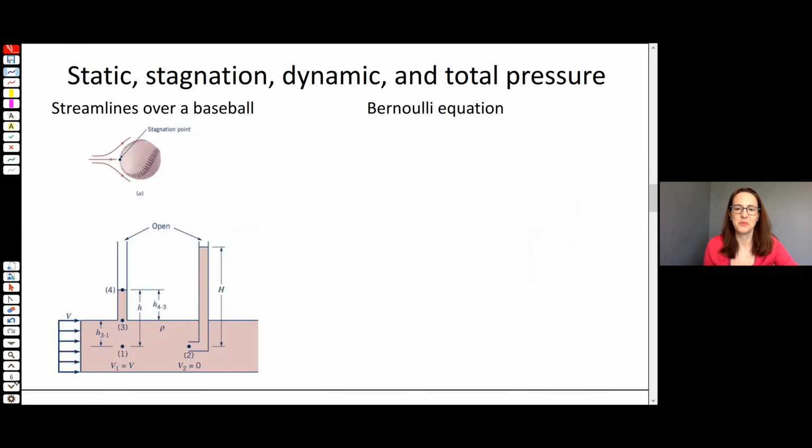All right, moving on if you guys don't have any questions. I want to talk about the concept of static, stagnation, dynamic, and total pressure. And these are just the terms of the Bernoulli equation. Now we're not dividing by anything. We're not dividing by rho or gamma like we just did, just the plain old vanilla Bernoulli equation. Each of those terms is called something. Let's write down what they are. So writing down the plain Bernoulli equation, P plus 1/2 rho V squared plus gamma Z is equal to a constant along a streamline.